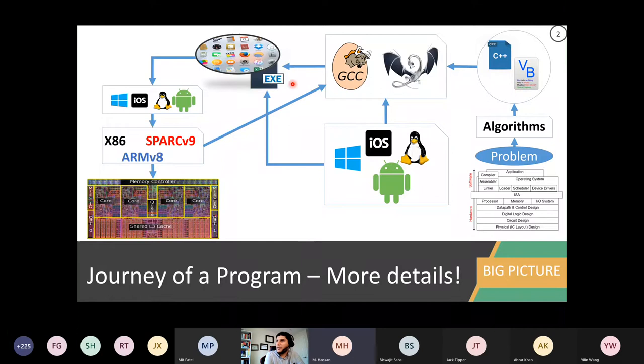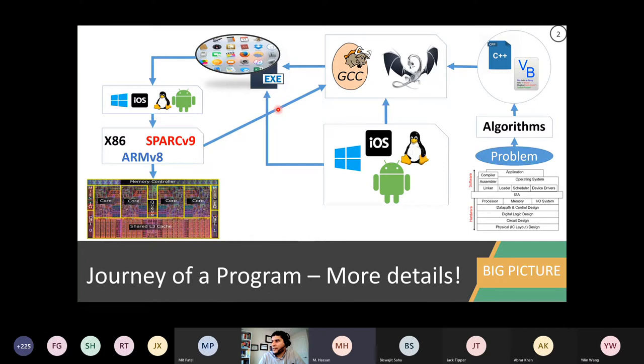Is there any question here? Is this showing you the big picture? Is this something new for some of you, or did you have this information before, or does it put it in perspective for you? Good. Is there any question?